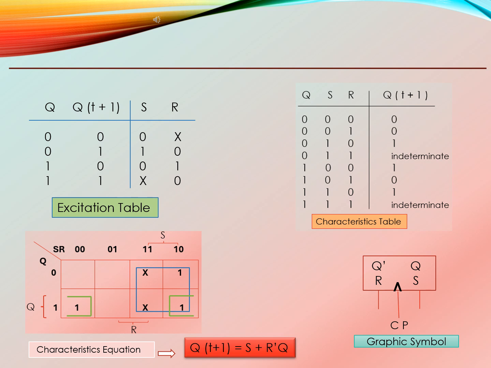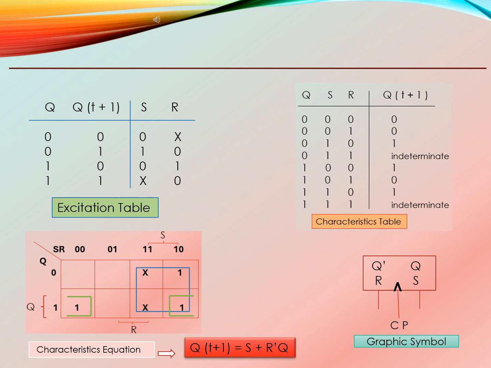Now let's talk about the characteristic equation. A characteristic equation of a flip-flop gives us a Boolean expression to calculate the next state Q(t+1) based on the current inputs and the current output Q(t).